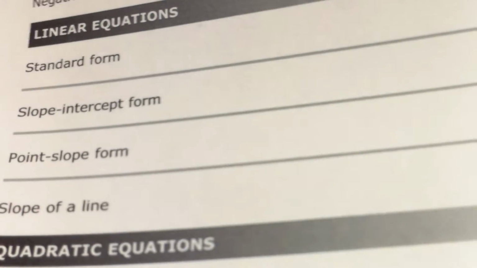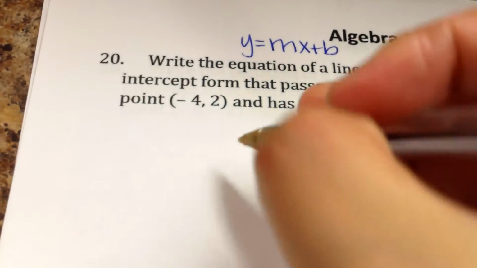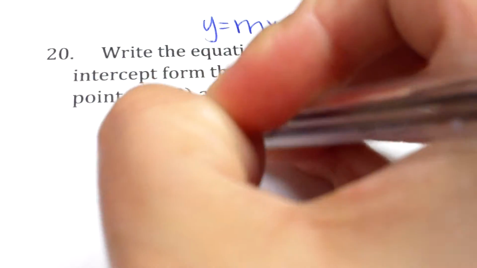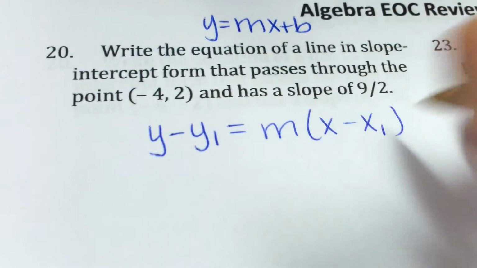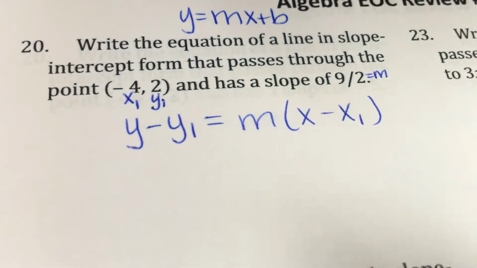Okay, so let's see. Point and slope form. We're going to use point and slope because they gave me a point and a slope. So we're going to use y minus y1 equals m times x minus x1. And we're going to substitute the points. So here I have x1, y1, and this is your m because that's your slope.